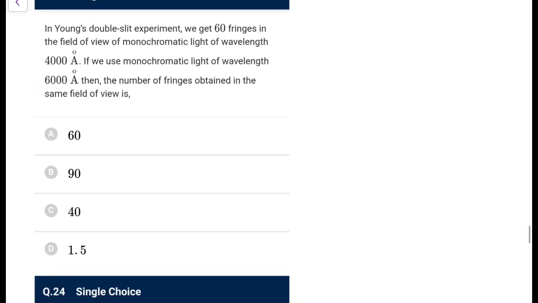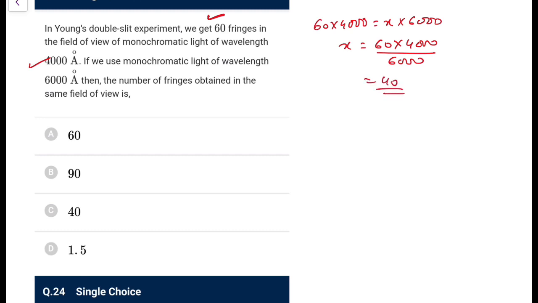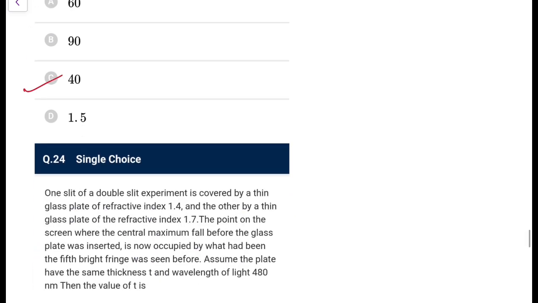Next one. In a YDSE, we get 60 fringes in the field of view for light of 4000 angstrom. If we use 6000, the fringe width will increase. You can directly say 60 into 4000 would be equal to the number x into 6000. So x would be 60 into 4000 upon 6000, so it would be 40. You can directly make it out. Go with option C. That's an easy one for you.